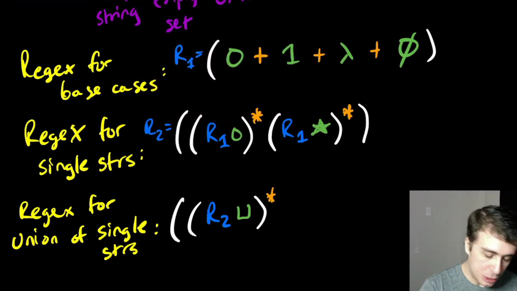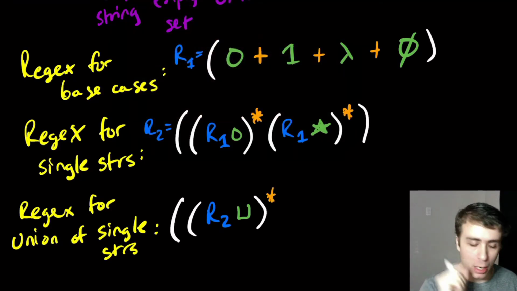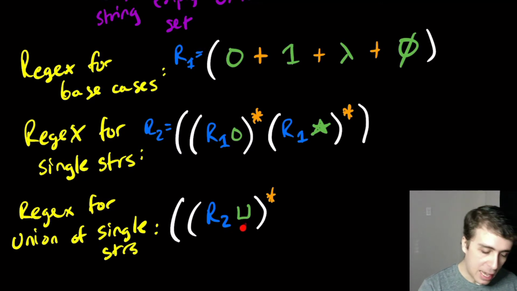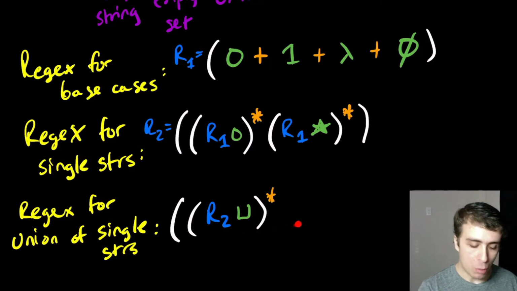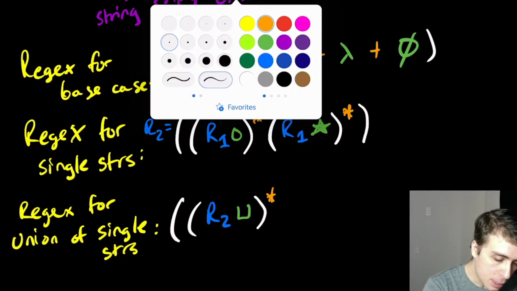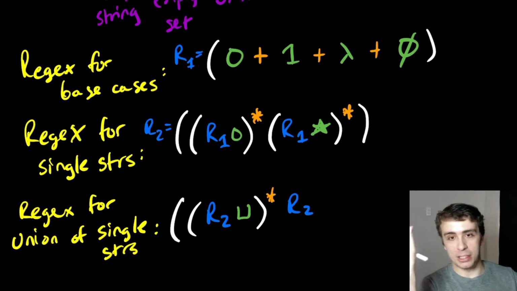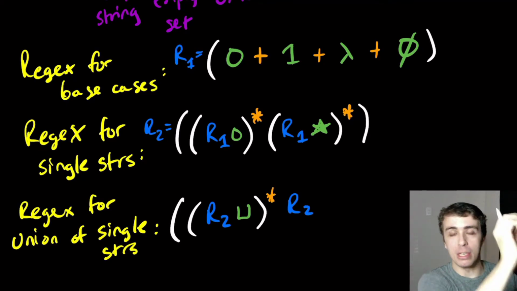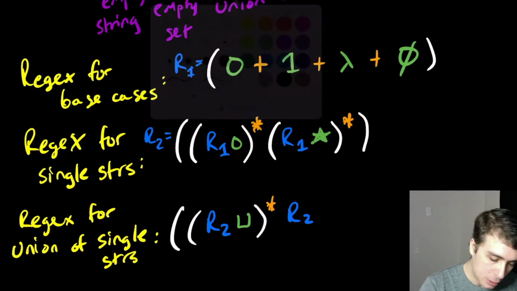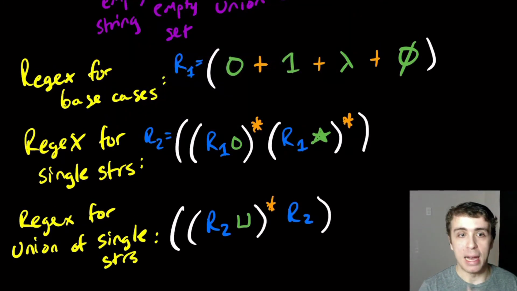And star, so the actual operation star here. But I can't end on a union here. I want to be able to have at least a single string here. So I'm going to have R2, which finishes it off. So I've let something, union, something, and then it ends with something, not union. So we're going to end it with like that.